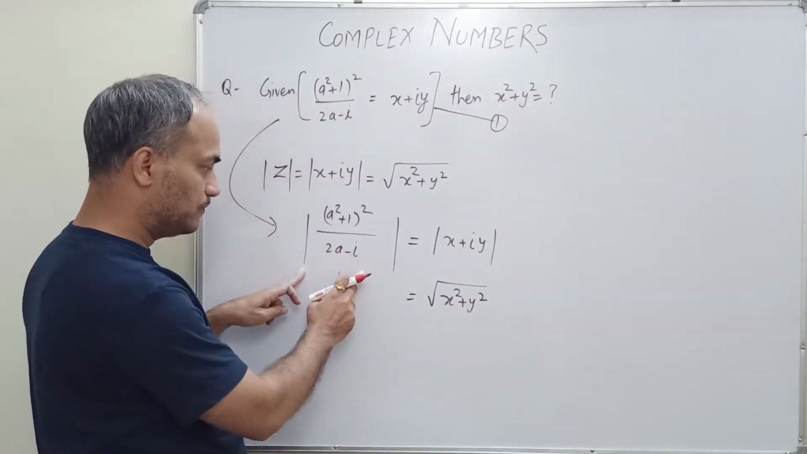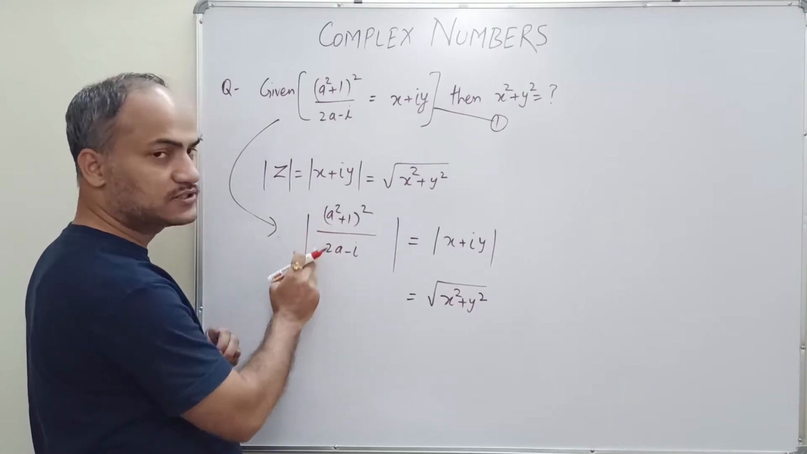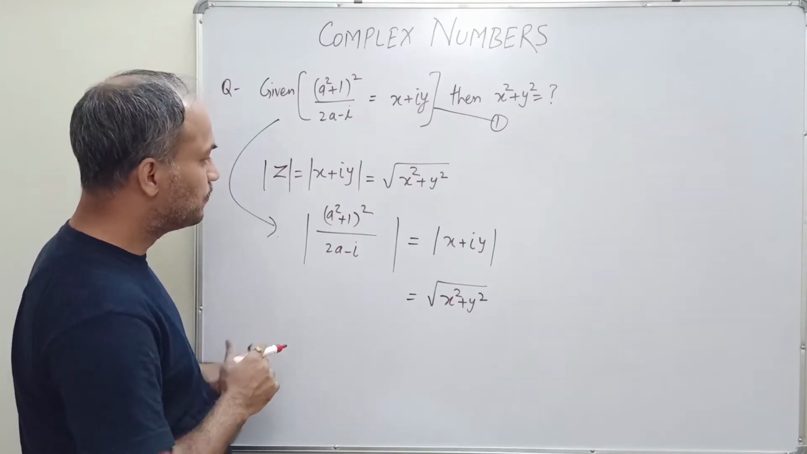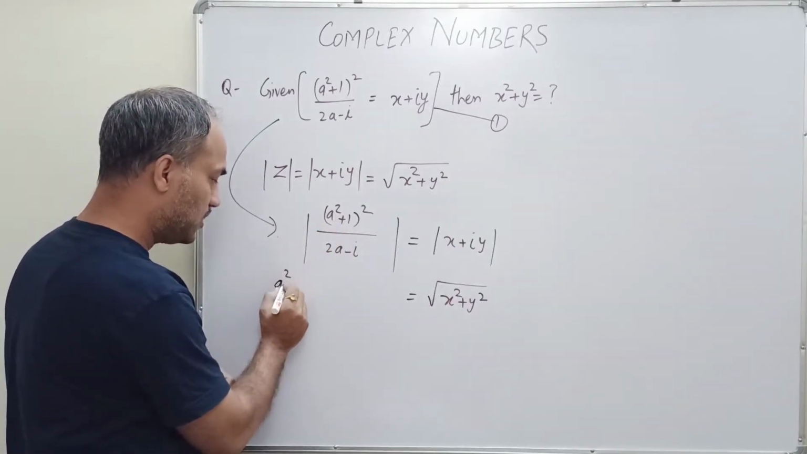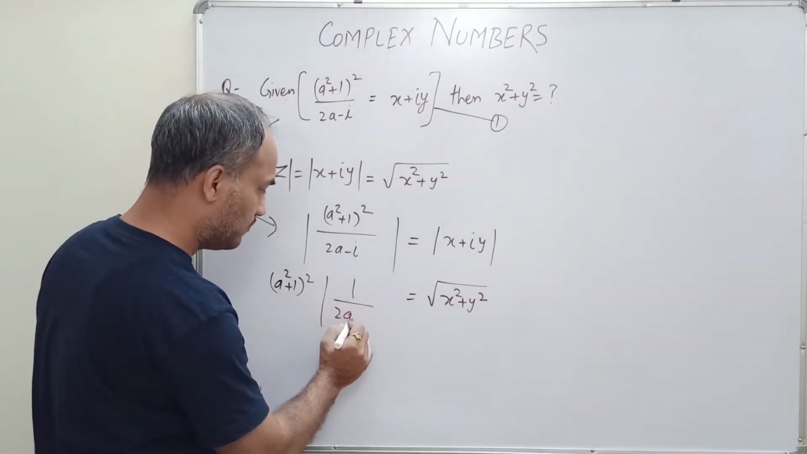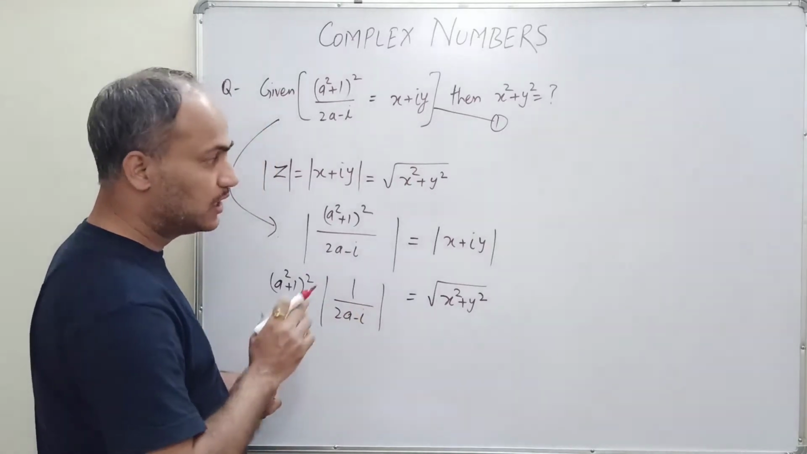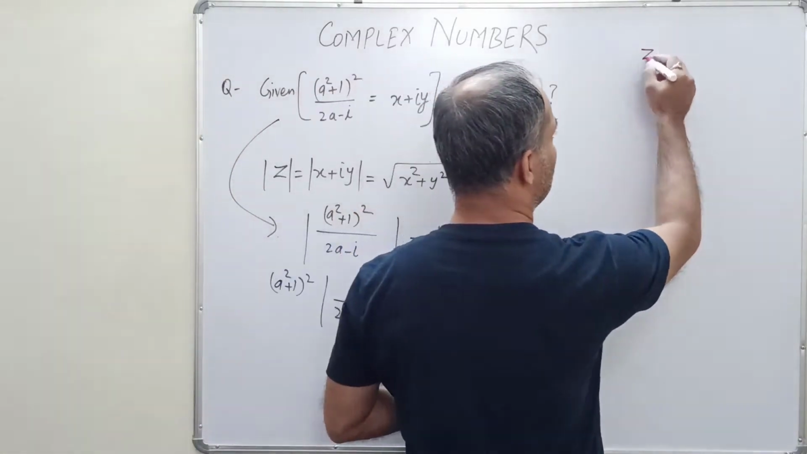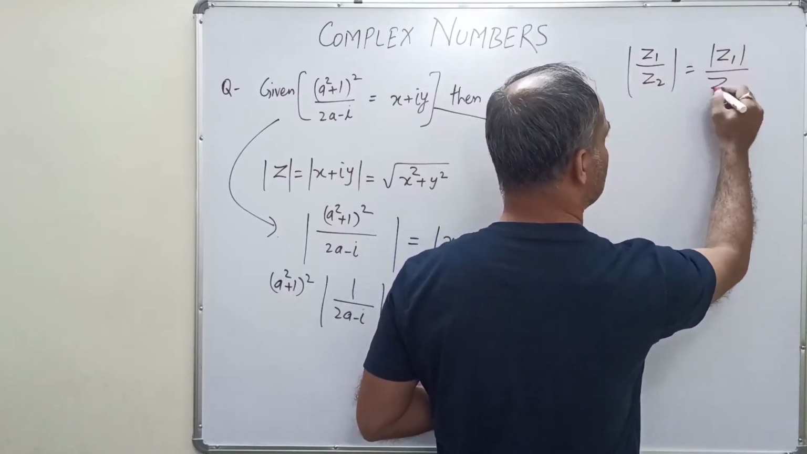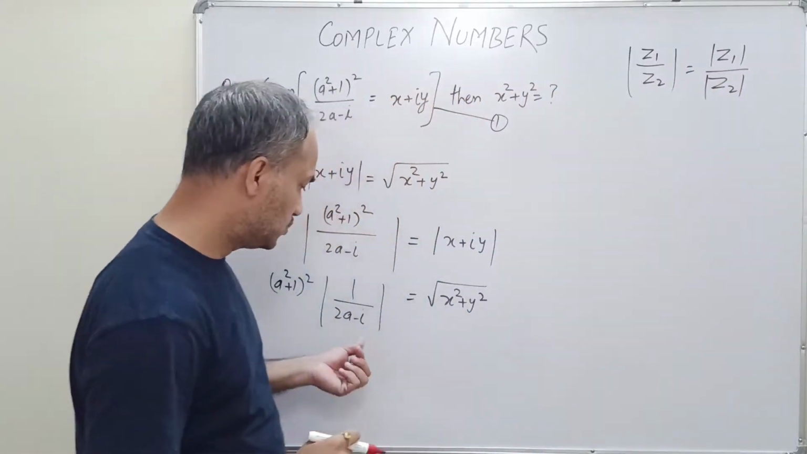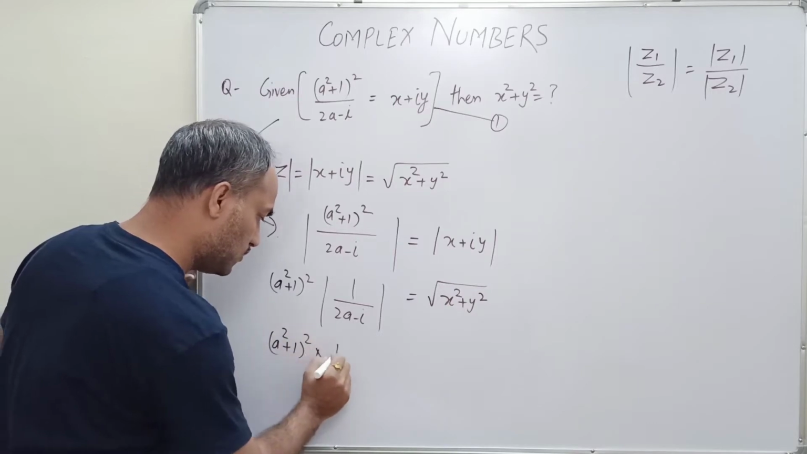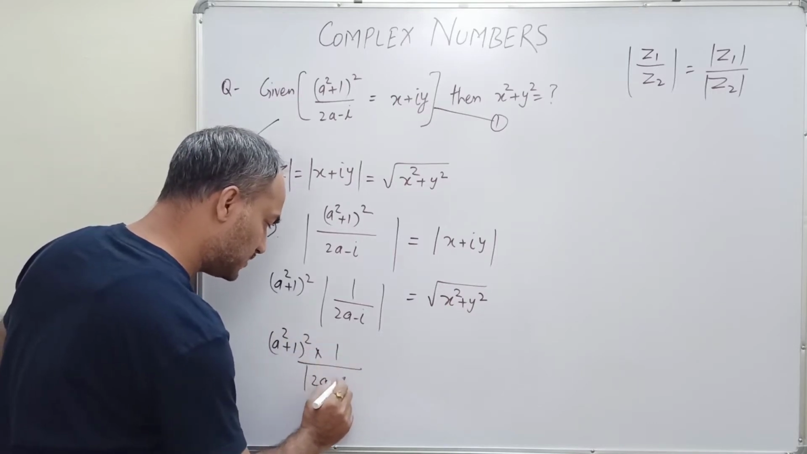Now what happens here? The modulus of this: it is a purely real thing. Here there is no complex quantity because there is no i here, so it will come out. Fine. So we have only 1 upon 2a minus i. We also know one thing, that the modulus of z1 upon z2 is equal to modulus z1 upon modulus z2. So this will also give us the modulus of 2a minus i.